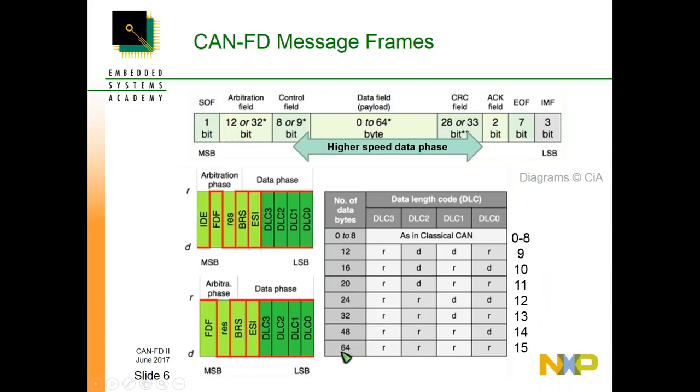So in order to be able to do 64 bytes, they didn't extend the data length code. It's still 4 bits. They simply are interpreting it differently. So if you say data length code is 10, for example, then the real length is 16 bytes. If you say 13 as data length code, the length is 32 bytes. And so the biggest message we can have, with a data length code of 15, is 64 bytes.